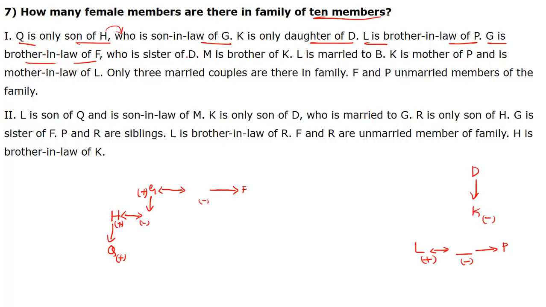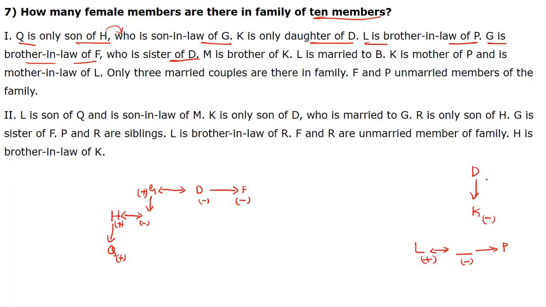Okay. F, who is the sister of D? F is also a sister, so F has to be a female. F would be a sister to D. So D has to be at this particular place. I hope you got it.